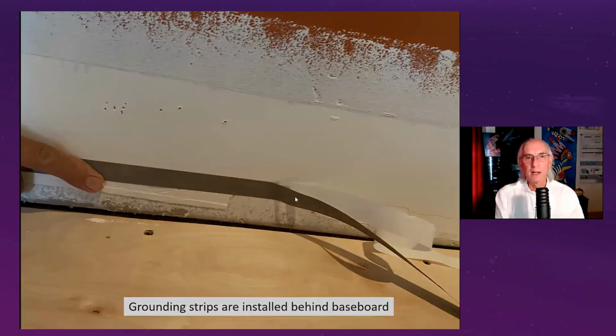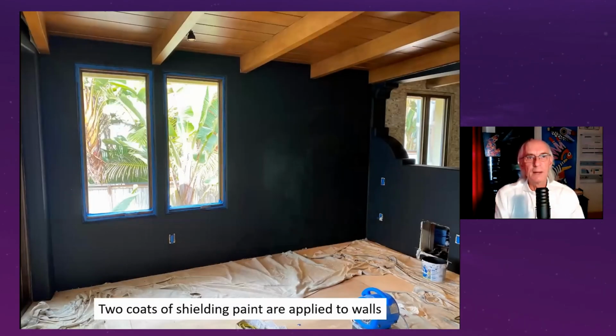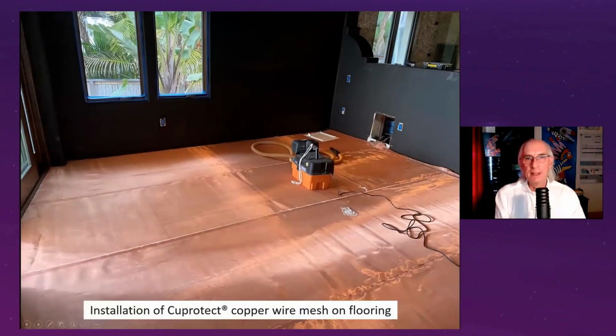Here are the grounding straps, and these grounding straps go around all the walls, which are being painted with a shielding paint. And they go to a ground. We will ground it eventually. So now we have applied 2 coats of a shielding paint onto the wall surfaces. And now we need to put the shielding mesh onto the floor.